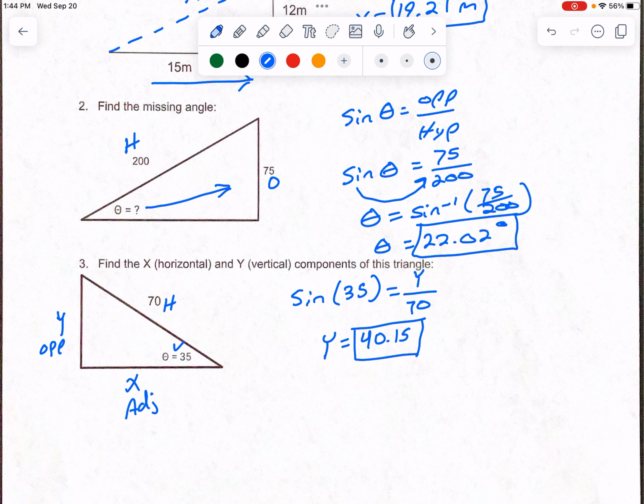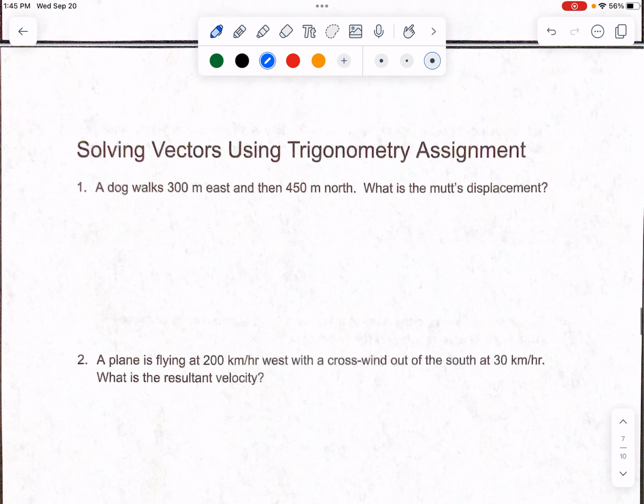Now, we're going to do the same thing for adjacent, but we're not going to use sine this time. We need to figure out which one has adjacent and hypotenuse. That is going to be cosine. So cosine of 35 equals x over 70. Same thing, we're just using a different trig function. So whatever 70 times cosine of 35 is, that's going to be 57.34.